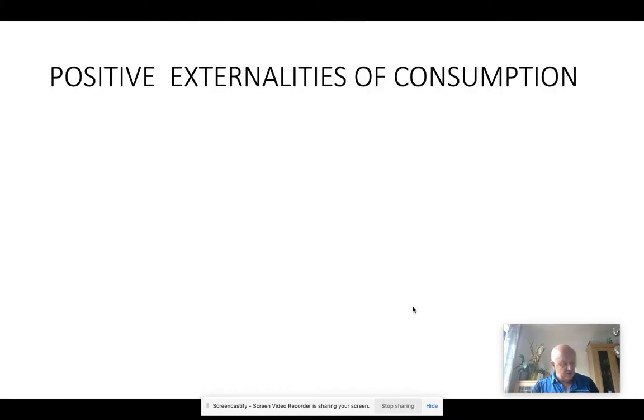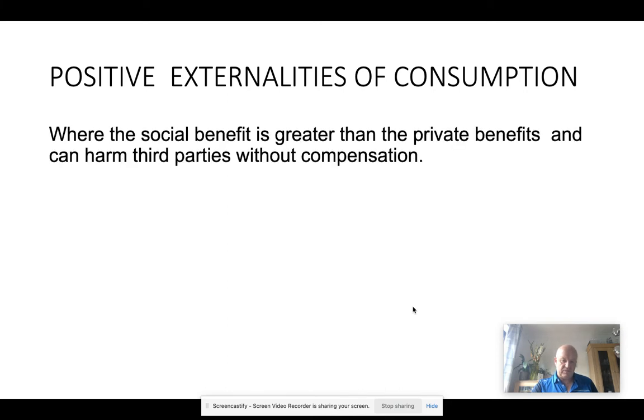Okay, let's take a look at the positive externalities of consumption then. Okay, so we've looked at some of the positive externalities of production. Let's have a look at consumption. Okay, so this again is where we're talking about the social benefit being greater than the private benefits, and that can harm third parties without some form of compensation.